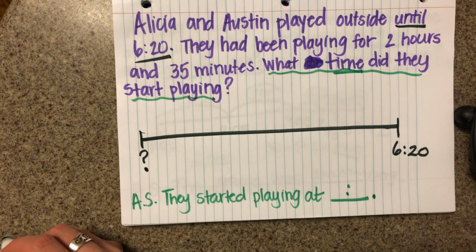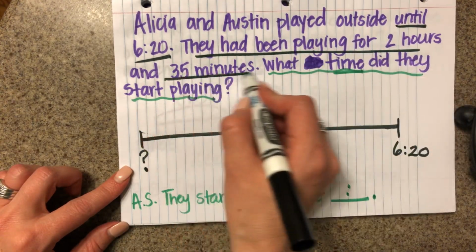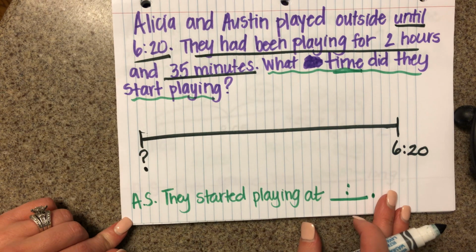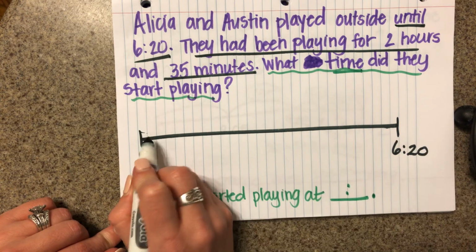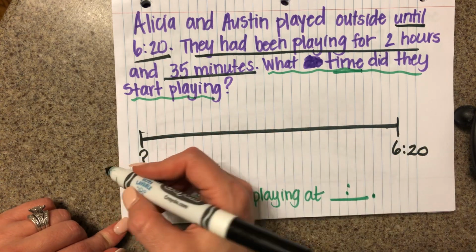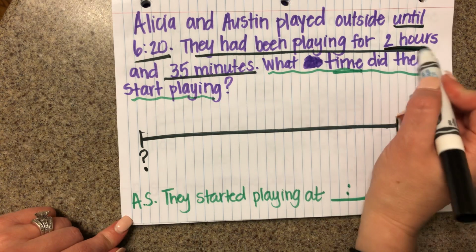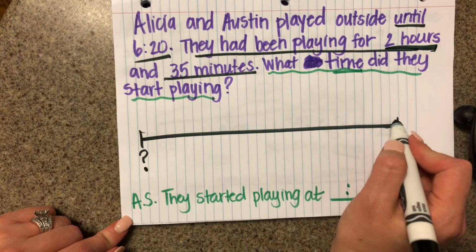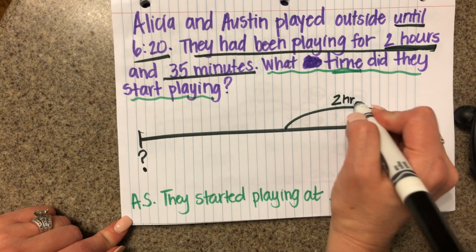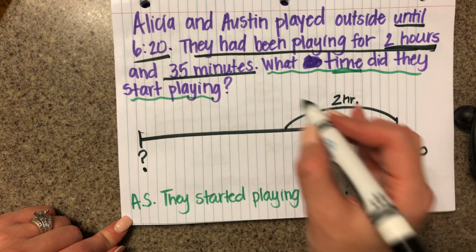Looking back at the problem, it tells us that they had been playing for 2 hours and 35 minutes. What I'm going to do, just like if we were jumping forward on the number line, is jump backward the same way, where we jump our hours first. So first I'm going to jump backward 2 hours. I'm going to make that jump backwards and label it 2 hours. If it was 6:20, counting 2 hours back, I have to subtract that.